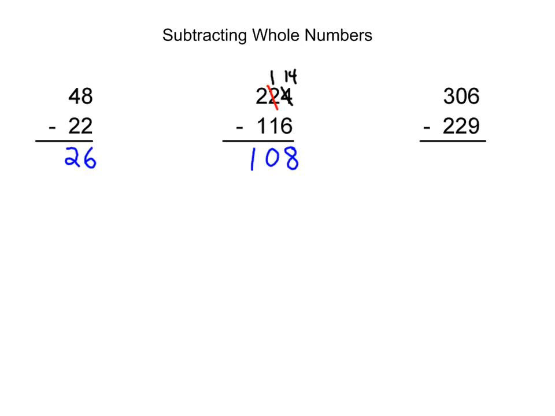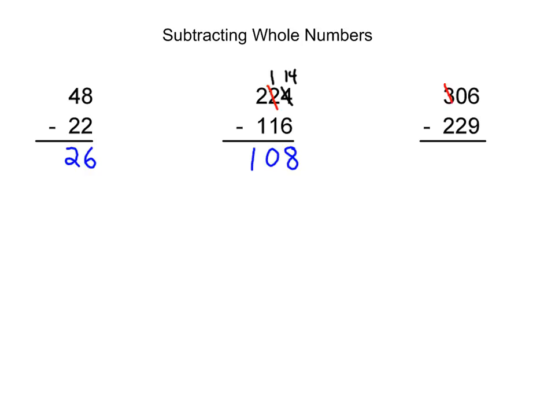Now on to the last problem. We follow the same steps as in the previous two. 6 subtract 9 can't be done. 6 is smaller than 9. So we'll have to borrow. However, we can't borrow anything from 0. So we have to borrow again from the next column up.